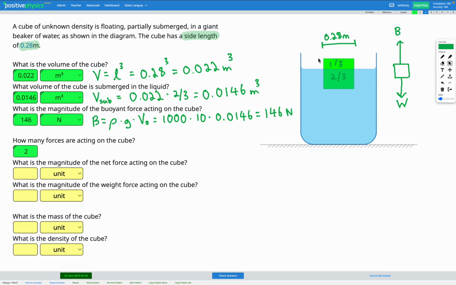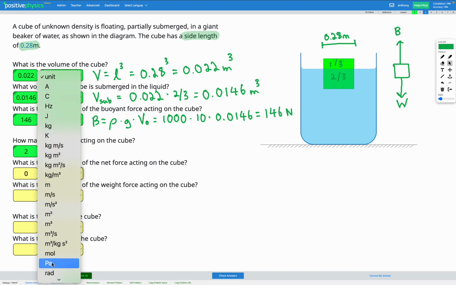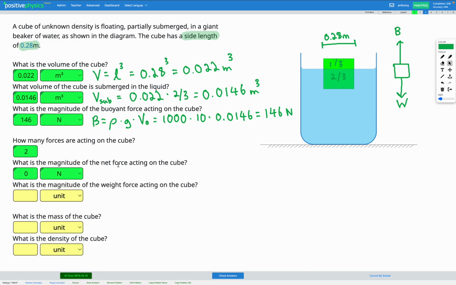In this question, our cube is floating, which means it's at equilibrium. It's just sitting there. It's not moving or accelerating. Therefore, we know our net force must be 0 acting on the cube. And we can now use our net force and the fact that it's going to equal 0 to figure out our unknown weight force. So our net force is going to be our force upwards, which is buoyancy force, minus our force downwards, which is weight. And we know that's got to be equal to 0 because our cube isn't accelerating.